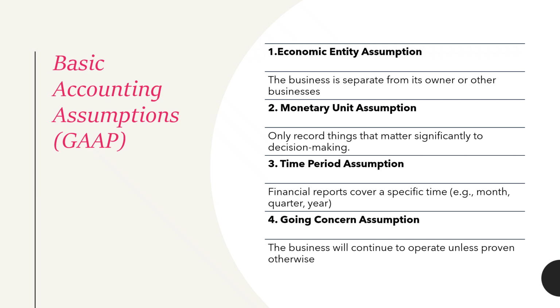Similarly, time period assumption says that financial reports should cover a specific time, say month, quarter, or a year. Like sales made in July 2025 must be recorded in July 2025 reports, not earlier or later on. Now the fourth one is going concern assumption. It says that the business will continue to operate unless proven otherwise. So the principle supports that every decision in a company is taken with the objective in mind of running the business rather than that of liquidating them.